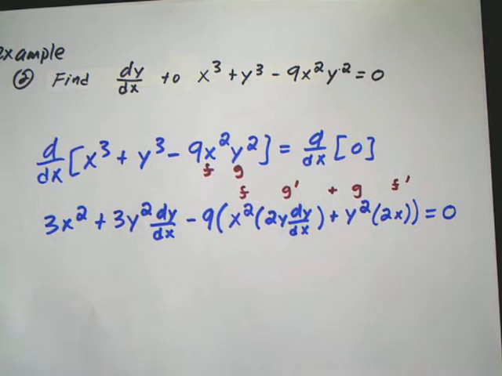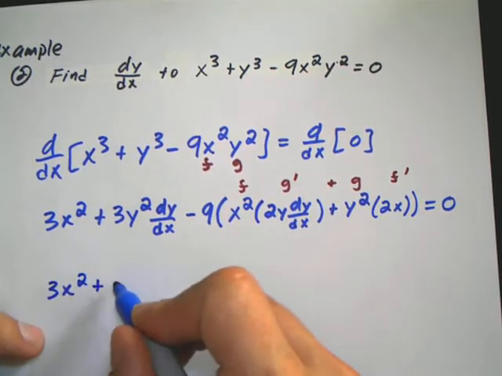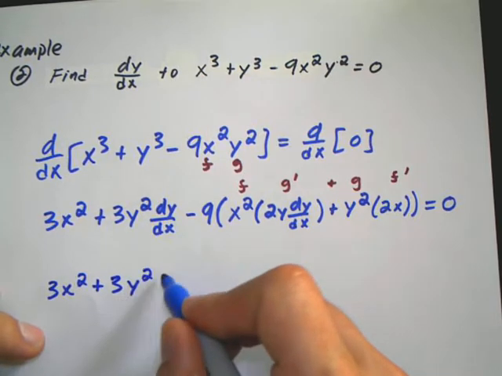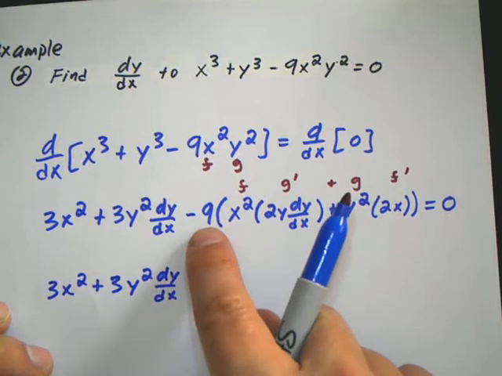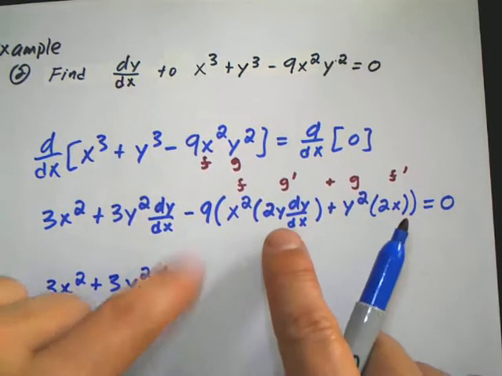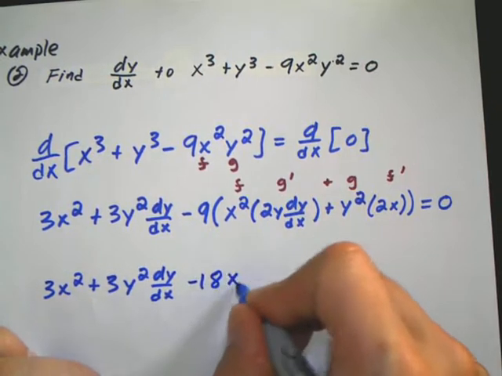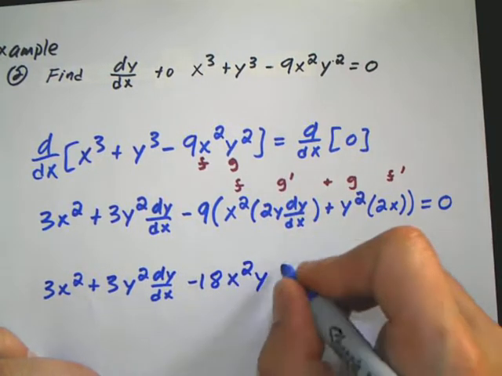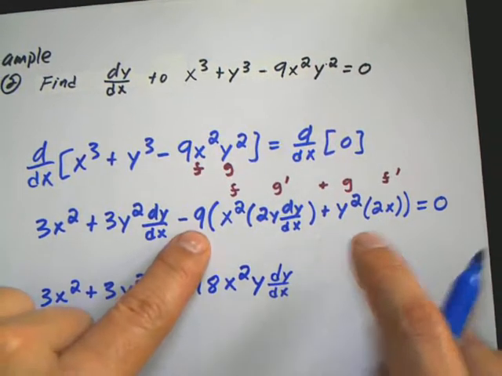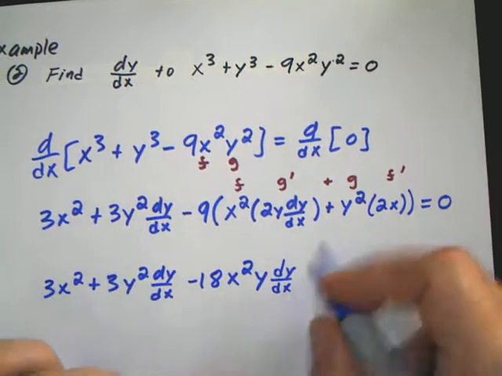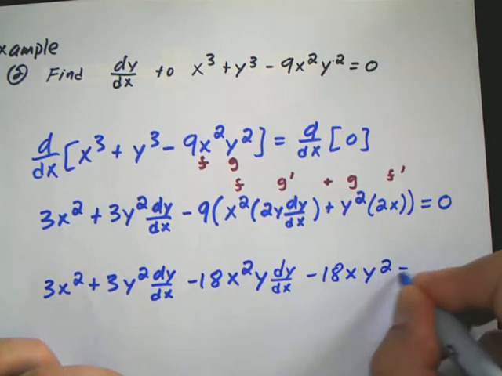And then I can go ahead and simplify this. This stays as 3x squared. This is going to be a 3y squared dy dx. I can go ahead and distribute this negative 9 into the parentheses. So I'm multiplying negative 9 and 2 to give me negative 18 x squared y dy dx. Distribute this negative 9 to this term, gives me negative 18 x y squared is equal to 0.